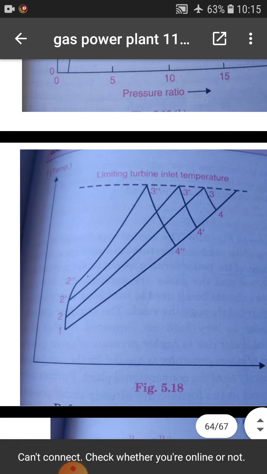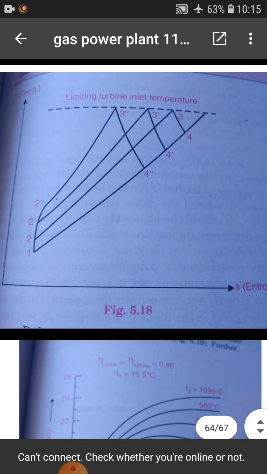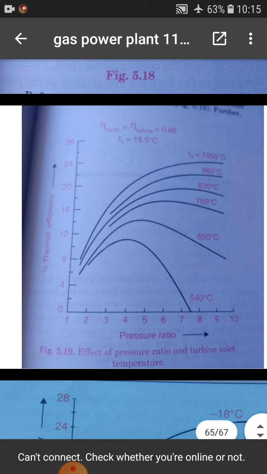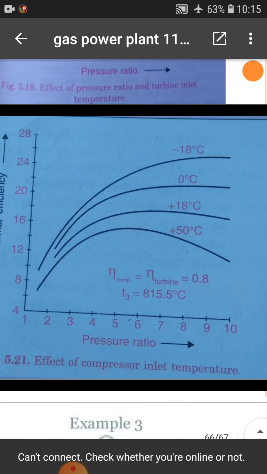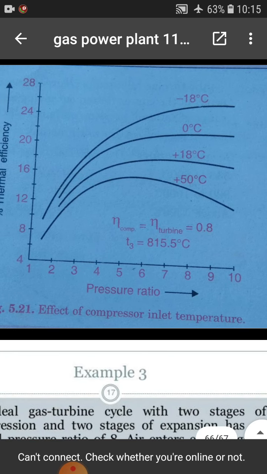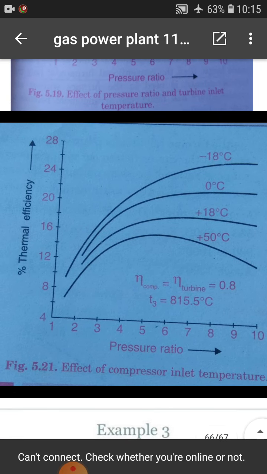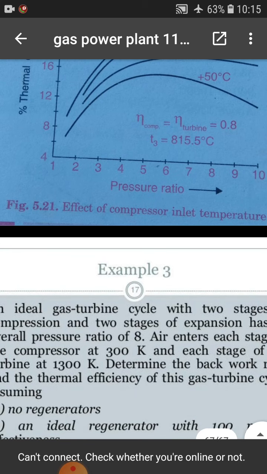Here it shows the effect of turbine inlet temperature, thermal efficiency versus pressure ratio, the effect of pressure ratio and turbine inlet temperature. The graph shows the effect of pressure ratio and turbine inlet temperature. Effect of compressor inlet temperature, thermal efficiency versus pressure ratio.